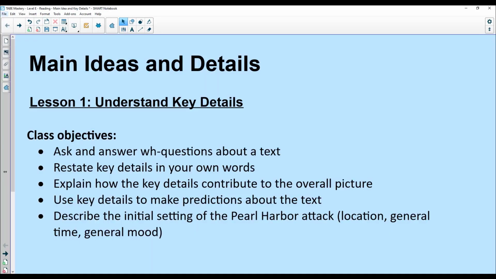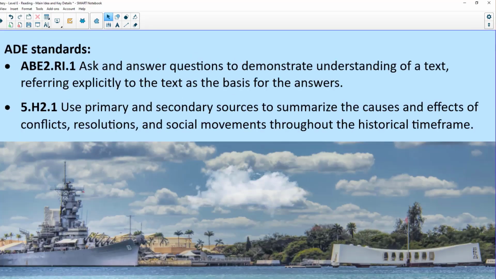The objectives of today's lesson are to ask and answer WH questions about a text, restate the key details in your own words, explain how the key details contribute to the overall picture of the text, use key details to make predictions about the text, and describe the initial setting of the Pearl Harbor attack, meaning the location, the time, and the general mood. The ADE standards that this lesson will address are written here. I'm not going to take the time to read them out to you, but please feel free to hit pause on your viewer to read them for yourself.